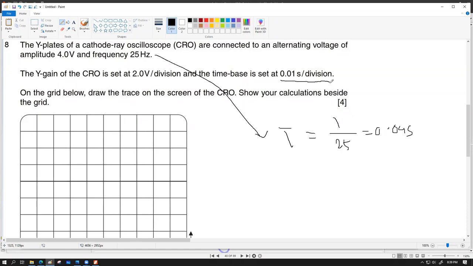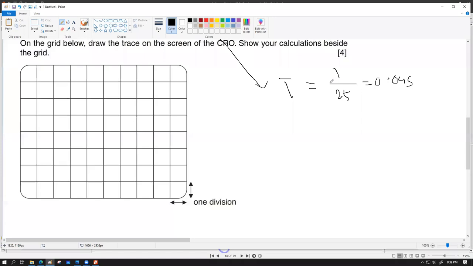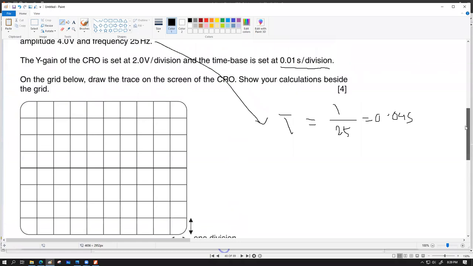1 second should take 4 horizontal divisions. Have you understood so far? Yes, sir. So I'll quote the information once again. The amplitude should be 2 divisions above and below. And 1 second should be drawn in 4 cycles.